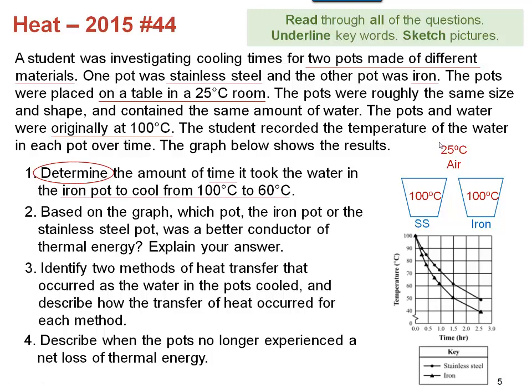We're going to have to determine the amount of time it took for the water in the iron pot to cool from 100 degrees to 60 degrees Celsius. Based on the graph, we'll have to look at which pot, the iron pot or the stainless steel pot, was a better conductor of thermal energy and explain the answer. Then we'll identify two methods of heat transfer that occurred as the water in the pots cooled, and also describe how the transfer of heat occurred for each method. Finally, we describe when the pots no longer experienced a net loss of thermal energy.